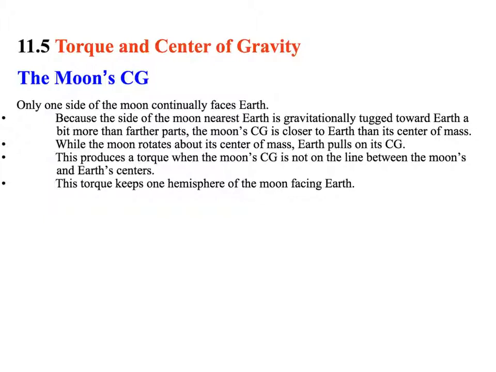Only one side of the moon continually faces Earth. Because the side of the moon nearest the Earth is gravitationally tugged towards Earth a bit more than farther parts, the moon's center of gravity is closer to Earth than its center of mass. While the moon rotates about its center of mass, Earth pulls on its center of gravity. This produces a torque when the moon's center of gravity is not on the line between the moon and the Earth. This torque keeps one hemisphere of the moon facing the Earth. So we are always seeing the same side of the moon.